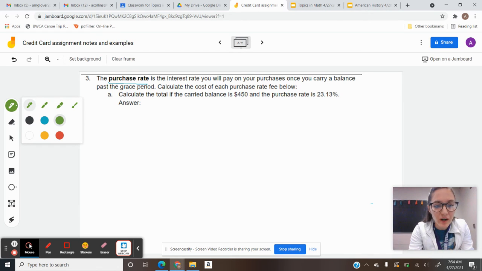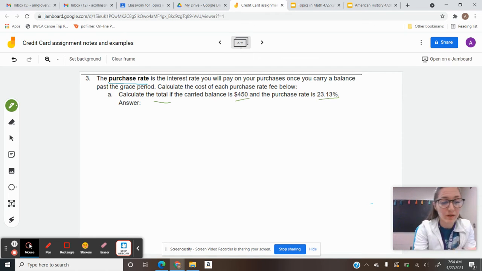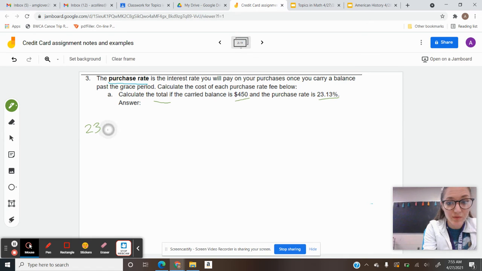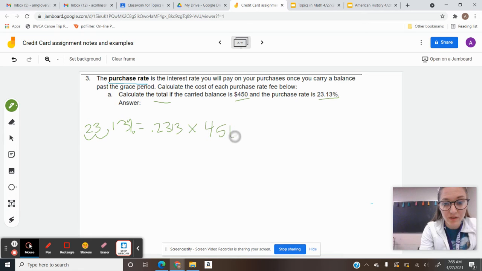All right, so we're going to figure out the total balance if we have $450 on our credit card, it's past the grace period, and the purchase rate is 23.13%. Here are kind of the steps that you're going to want to do. First, you're going to want to make that percent into a decimal. And we're going to do that just by moving that decimal point 2 places to the left. So if we make that percent into a decimal, we have 0.2313. So first convert to a decimal, then multiply that decimal by your balance, which in this case is 450.